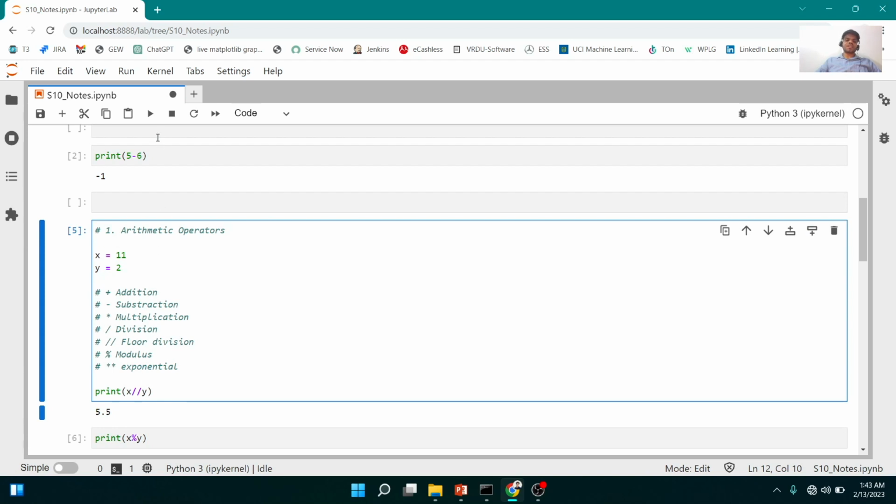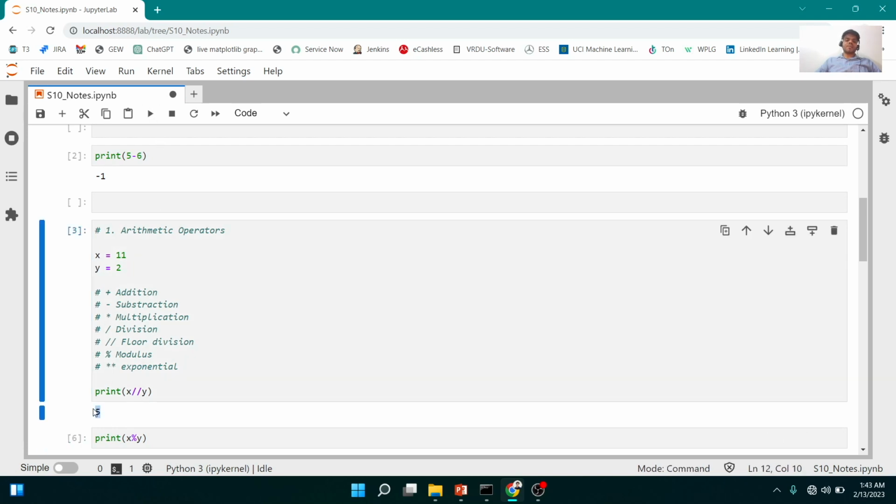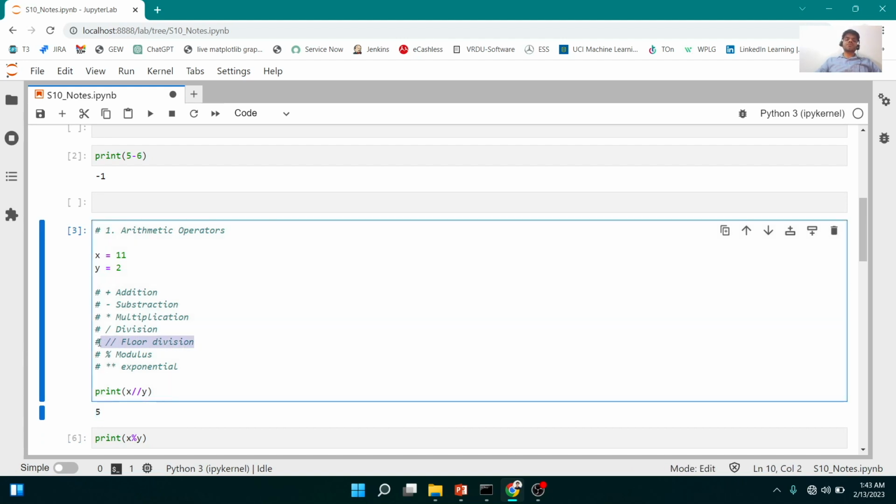Now let me try to run this and see. You see here, I am getting the answer as 5. Got it? So that's the floor division. If you get something a little more than an integer, something in decimal, then the decimal will not be considered. You are floored to the lower integer value. Now let's see what a modulus is.